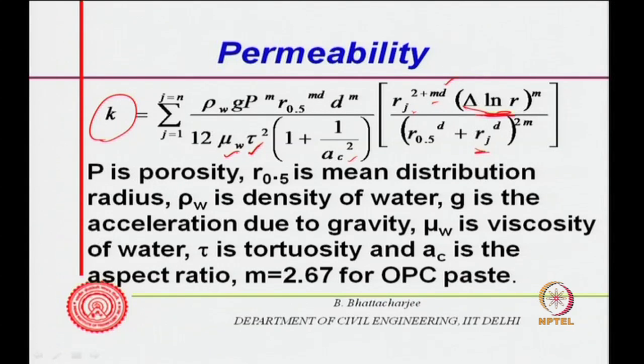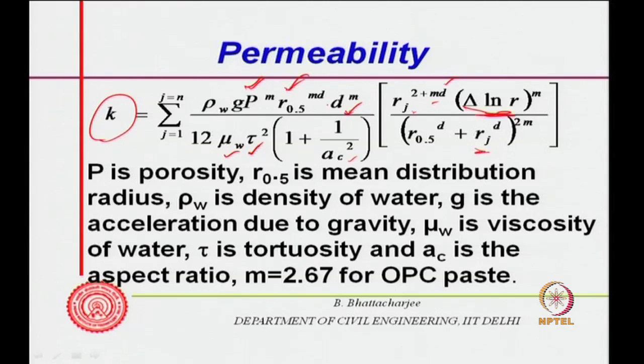Mu is the viscosity of water. Now, this can be determined from Power's model, as we have seen earlier. R.5 and D, we said that it can be, because porosity can be related to water cement ratio, and particle size of the cement particle, water cement ratio, age, degree of hydration, that is age. All this, the D and R.5 can be related to those, and we have shown some relationship earlier when we were talking of strength.